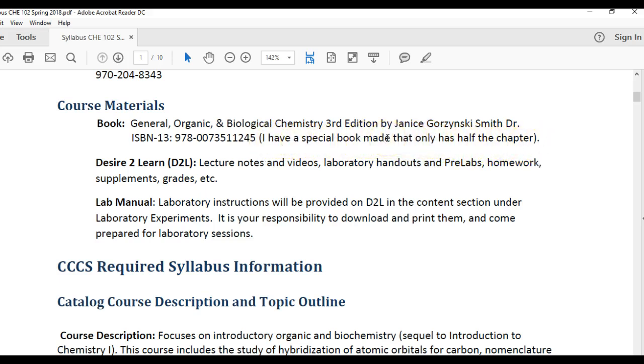So I contacted the publisher and told them I don't need the whole book. I only need pretty much half the book. So they made a special book for me for this class. It's about half of the price of the actual whole book.